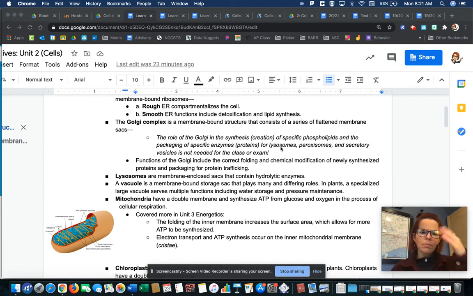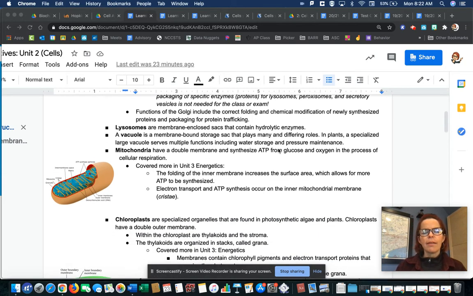It'll come up again in a minute, but they also don't just digest food that's coming in, they might digest old organelles. So something that's malfunctioning in the cell, they might digest that. They even break open sometimes and digest the entire cell. And that's called apoptosis. And that, again, comes up in a minute on these notes.